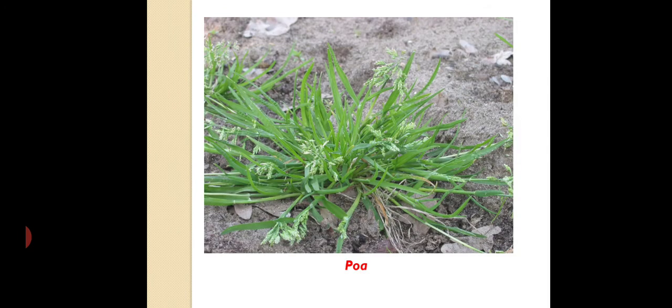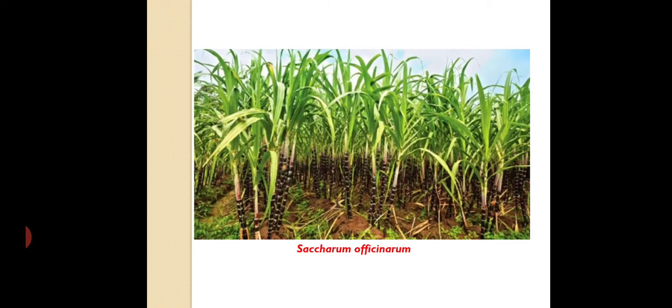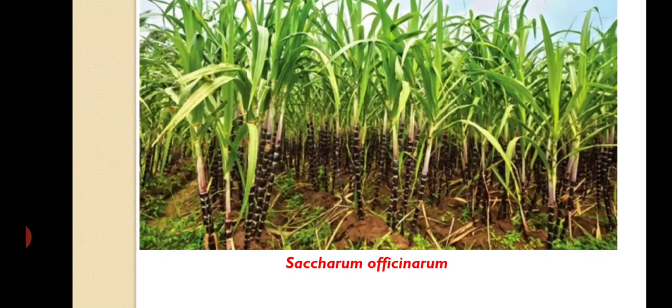Then this is Poa. This is the type specimen for this family. It's very common in our fields, that is paddy fields, and also in lawns. Actually it is a nuisance because it is very common in our area, and it is considered as an unwanted grass. Okay. Then this is Saccharum officinarum, that is karimbu.